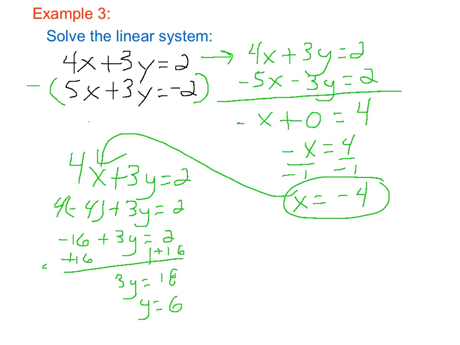So we're going to write our answer as an ordered pair. X coming first, y coming second, so we have negative 4, 6.